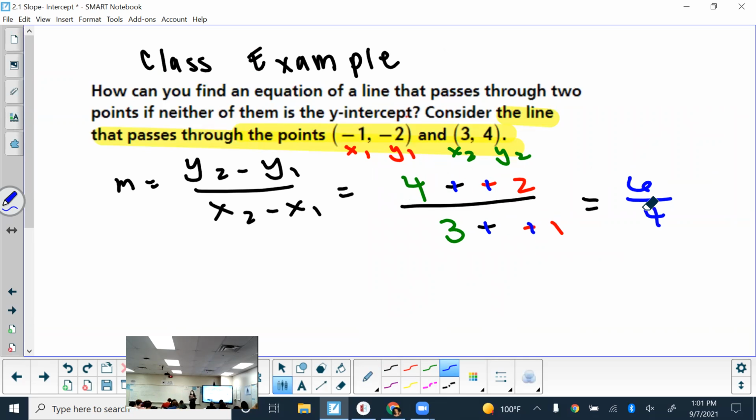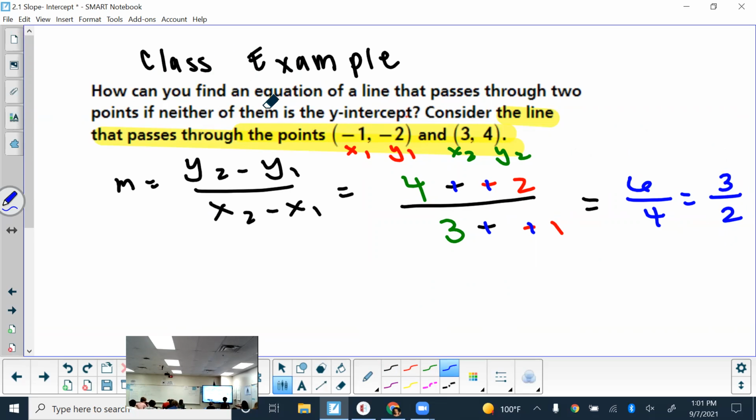Good. We're almost there. Am I allowed to leave my slope like that, a 6/4? It can be a fraction, but we want it to be a simplified fraction. How can I simplify this? On each side, good. So divide by 2. What's 6 divided by 2? 4 divided by 2. So my slope is 3/2. Questions?